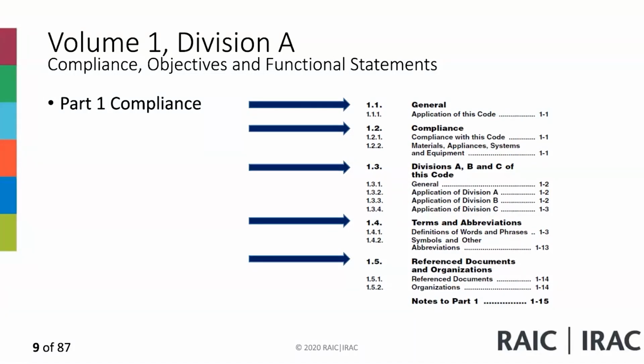This code applies to the design, construction, and occupancy of all new buildings and the alteration, reconstruction, demolition, removal, relocation, and occupancy of all existing buildings. Did anybody not find Article 1.1.1? Everybody can find it?